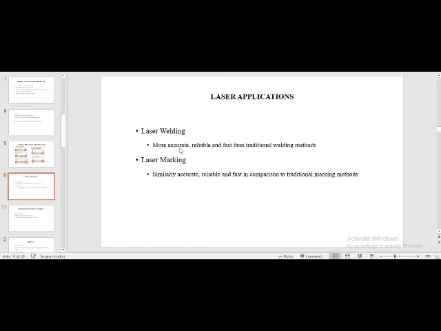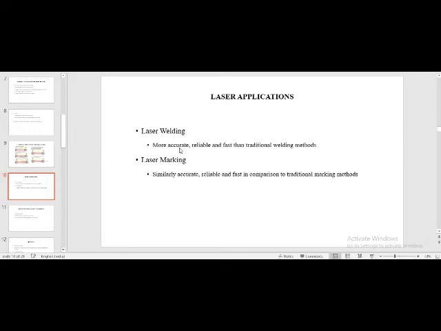Laser applications. One application is laser welding, and it is very useful. It is more accurate, more reliable, and faster than any traditional welding method. It is an instant method of welding, and it doesn't require a highly skilled operator to use it. Laser marking is similarly accurate, reliable, and fast in comparison with traditional marking.